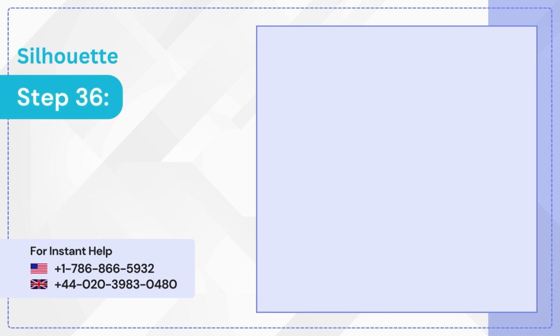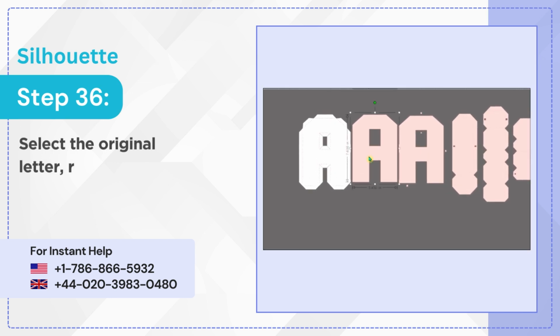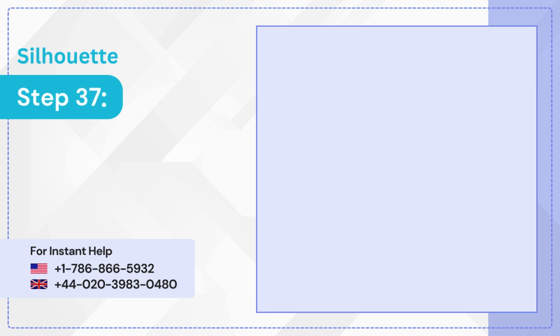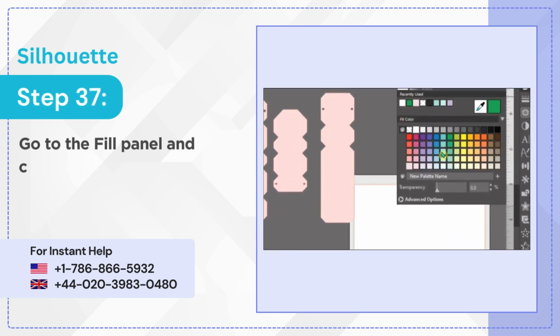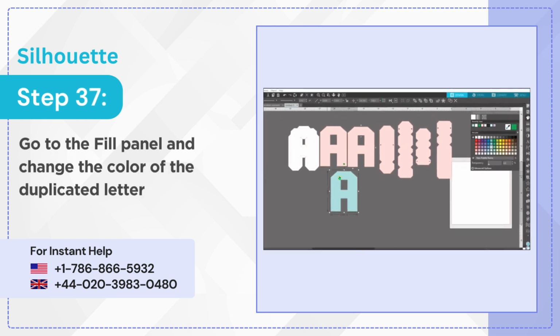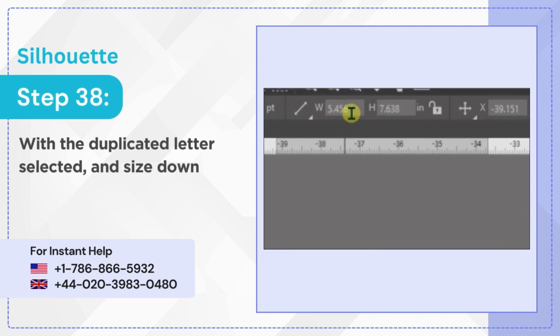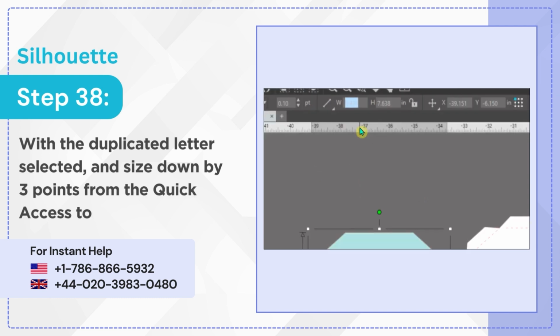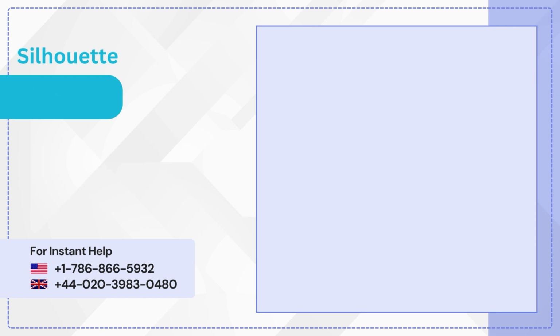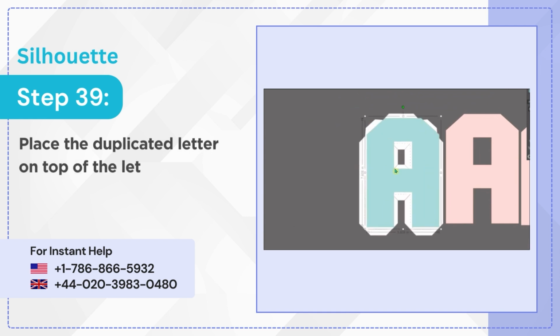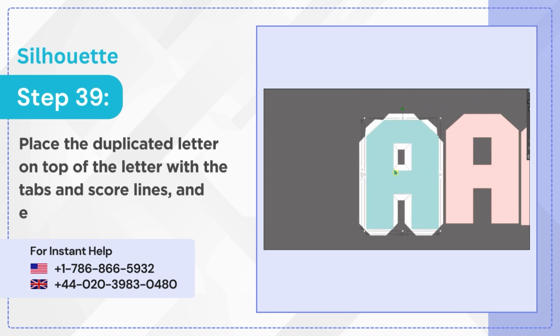Step 36. Select the original letter, right-click and select Duplicate. Step 37. Go to the Fill panel and change the color of the duplicated letter. Step 38. With the duplicated letter selected, size it down by 3 points from the Quick Access toolbar. Step 39. Place the duplicated letter on top of the letter with the tabs and score lines and ensure that it fits.